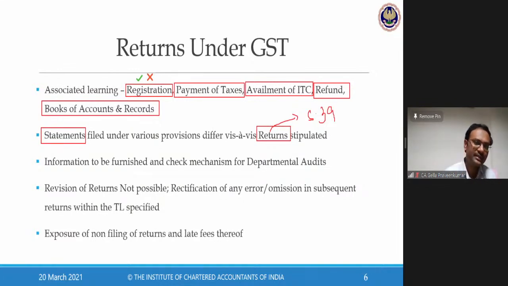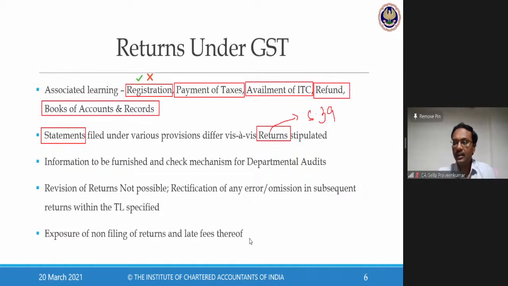So the department officers are going to verify my returns for compliance under various laws. I'll come in a couple of minutes to my Excel file to make you understand how these returns are viewed by the departmental officers, right? This is my third point, what we need to understand.